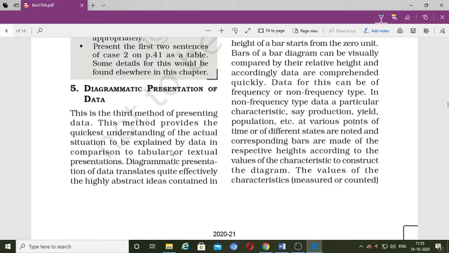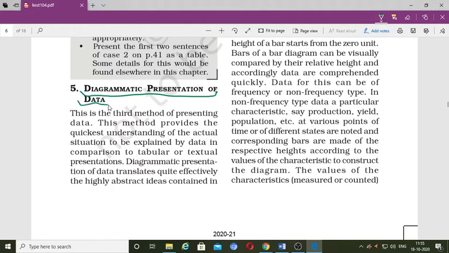Welcome again. After studying the textual presentation of data and tabular presentation of data, this is the third method of presenting data. We will see what is diagrammatic presentation of data.